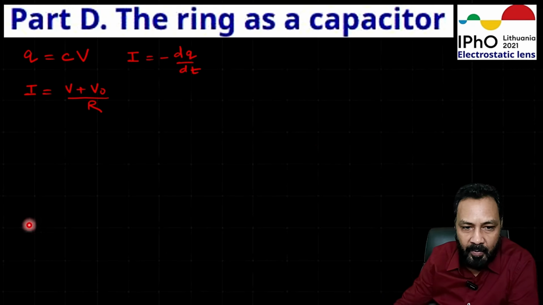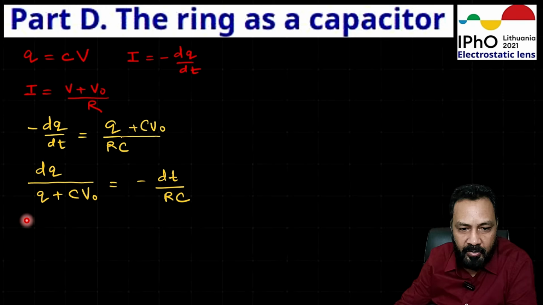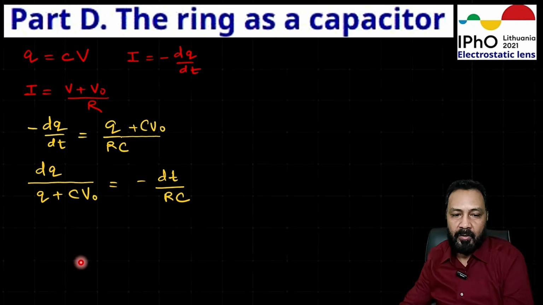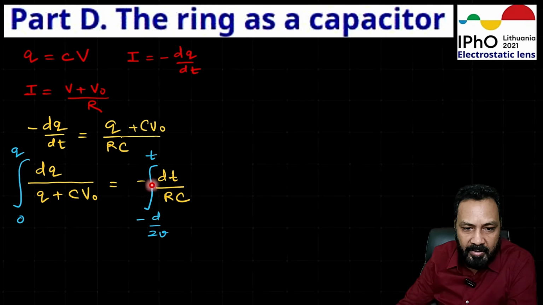Go to the next page. All those things: Q is equal to CV, I is equal to minus dQ by dt, I is equal to (V plus V naught) by R. Simplify that. So here, minus dQ by dt, V is equal to Q by C, and then R, take LCM RC, and you will get this. So this is the first order differential equation, and just solve it with suitable limits. So dQ divided by (Q plus CV naught) is minus dt by RC. The charging starts at minus d by 2v, and the initial charge was 0.